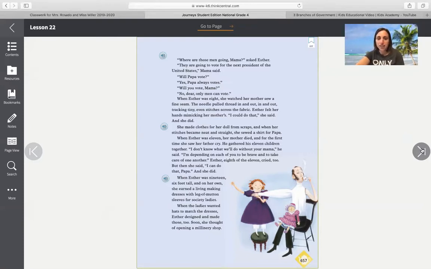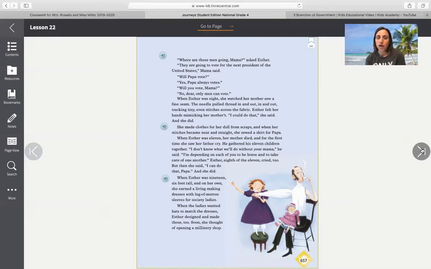He gathered his 11 children together. I don't know what we'll do without your mama, he said. I'm depending on each of you to be brave and to take care of one another. Esther, 8 of the 11, cried too. But then she said, I can do that, Papa. And she did.